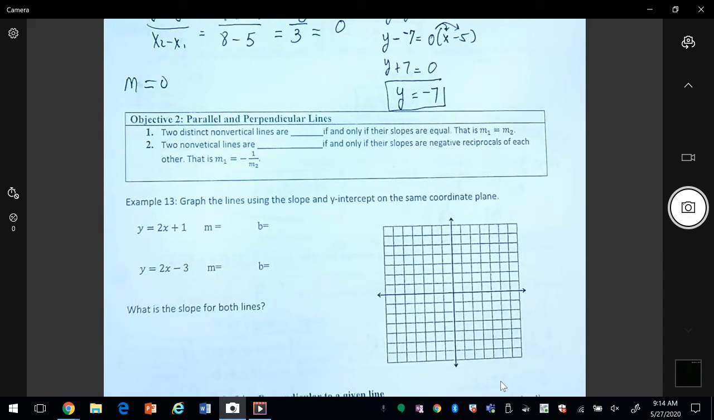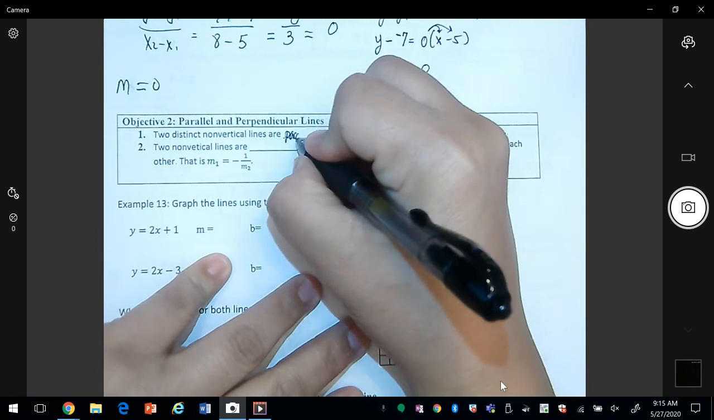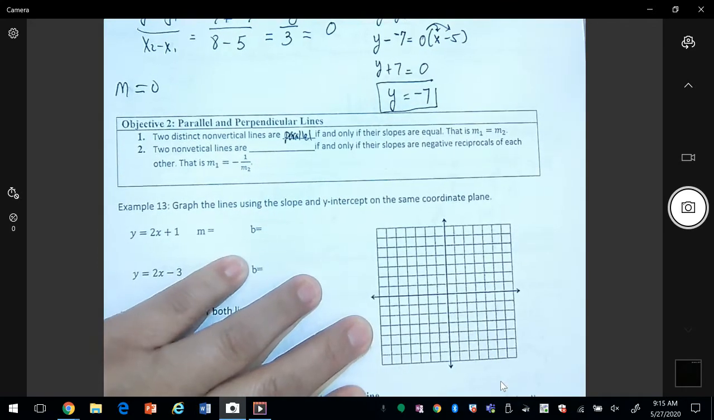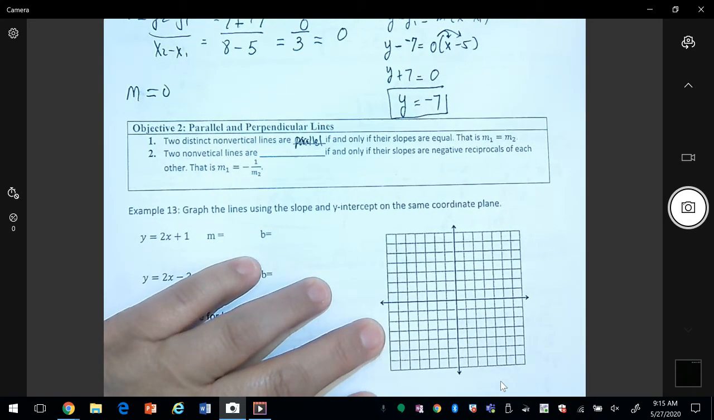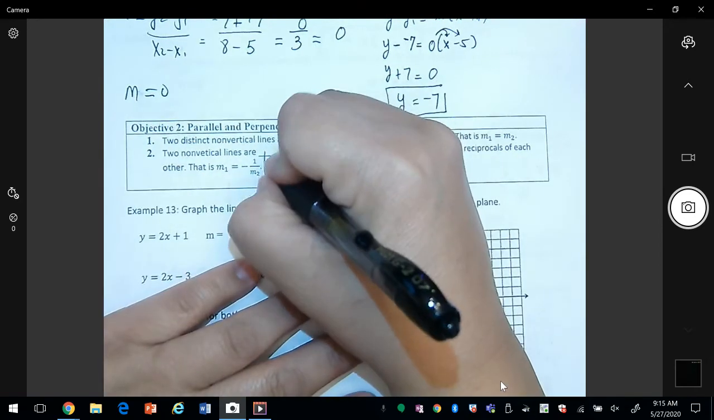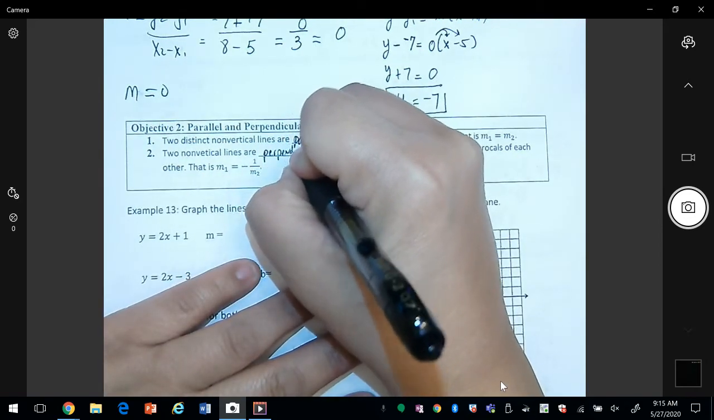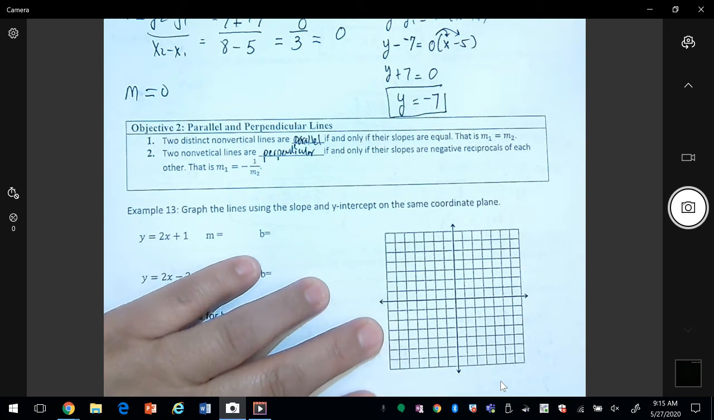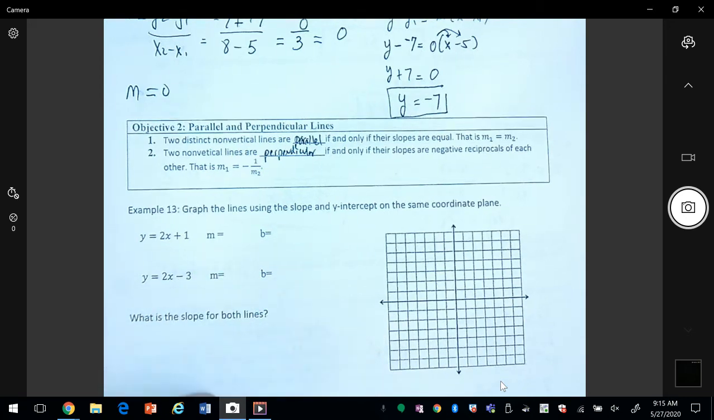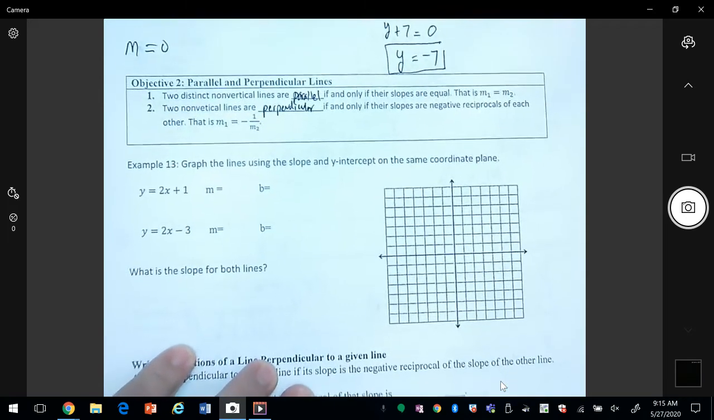Two distinct non-vertical lines are parallel if and only if their slopes are equal. Two non-vertical lines are perpendicular if and only if their slopes are negative reciprocals of each other, which I'll discuss here in a little bit.